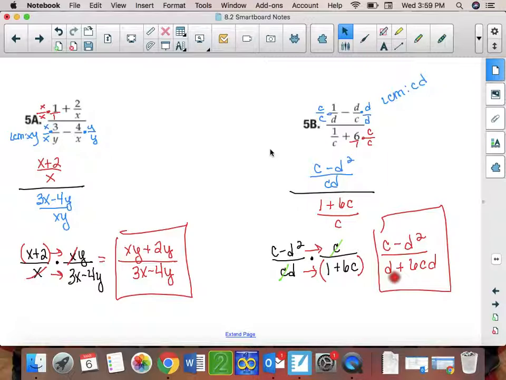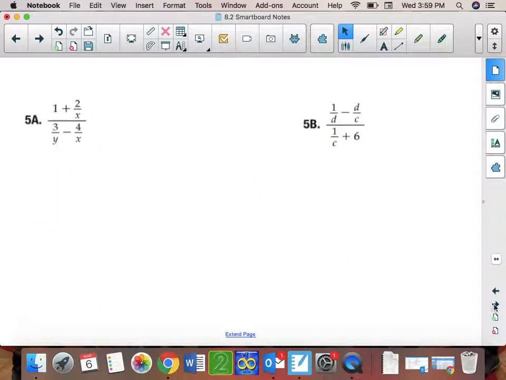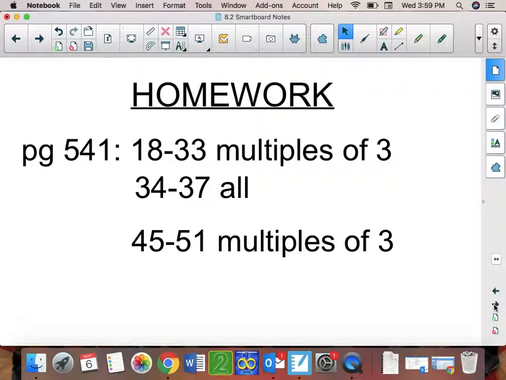Okay, so that is the conclusion of your 8.2 notes. Your homework assignment is on the next page that you can see. It should be attached to your notes. So you're doing multiples of 3. And I will end up posting the solutions so that you guys can see what you're doing. And if you have any questions, you can ask me. Feel free to message me and let me know.